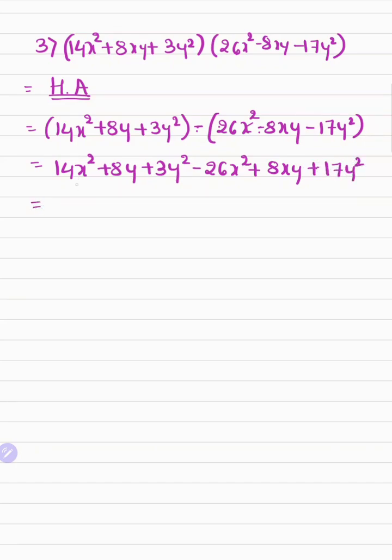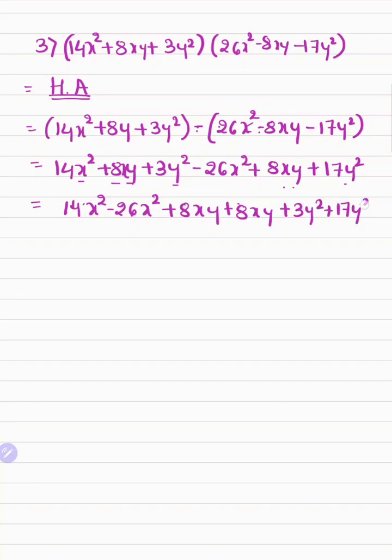So here the x square terms on one side: 14x square minus 26x square. Then another is the xy term. So plus 8xy, then it is also plus 8xy. Then here the y square term: plus 3y square plus 17y square.